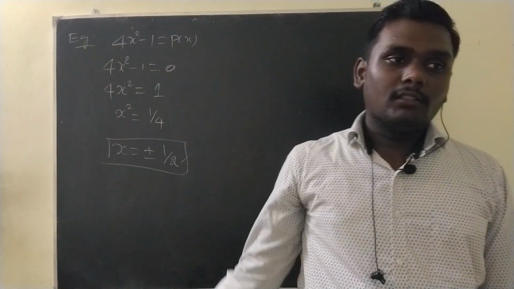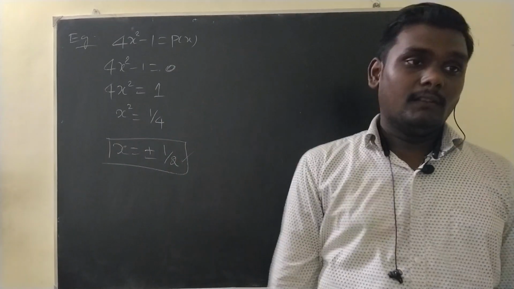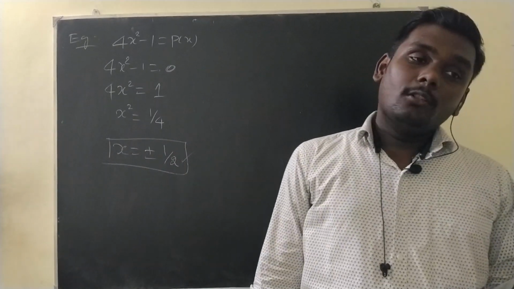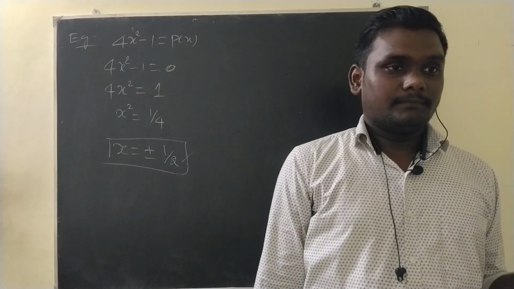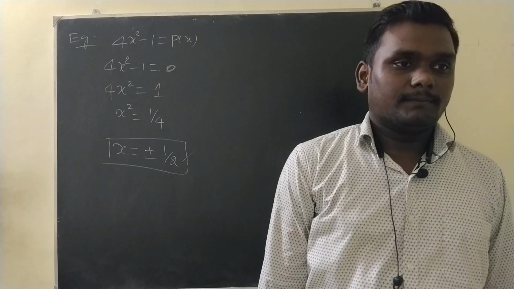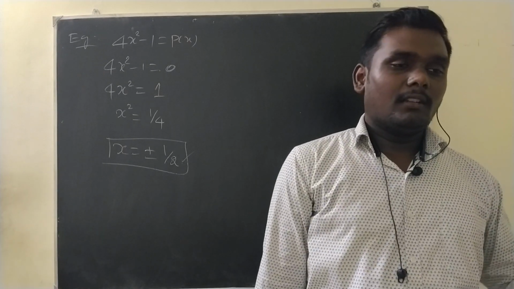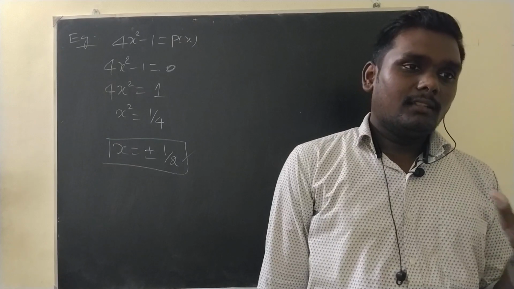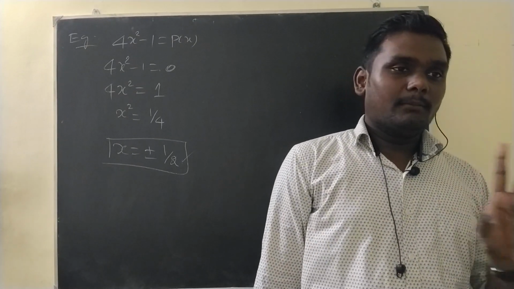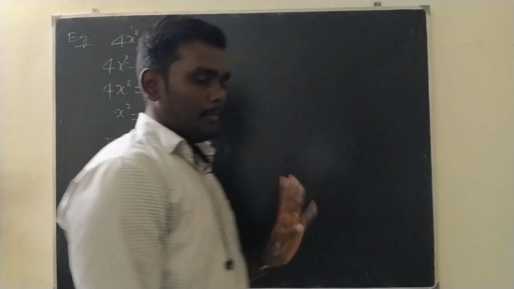That is it. See, I told you, when degree is 2, you can have at most 2 zeros. So plus 1 by 2 is 1 0. For minus 1 by 2 also it will become 0. So there are 2 zeros. At most means there can be no zeros possible also. When no 0 is possible, that means there are no real zeros. So there can be no zeros, 1 0 also possible, but maximum it will go 2, not beyond that.